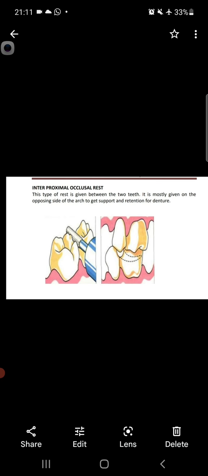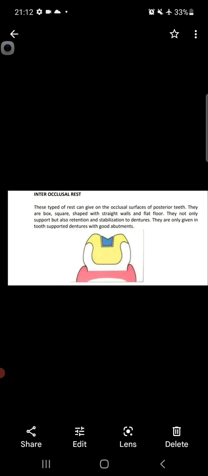Next come to the inter-proximal occlusal rest. This type of rest is given between two teeth. It is mostly given on the opposing side of the arch to get support and rotation per denture. This is the inter-proximal occlusal rest.